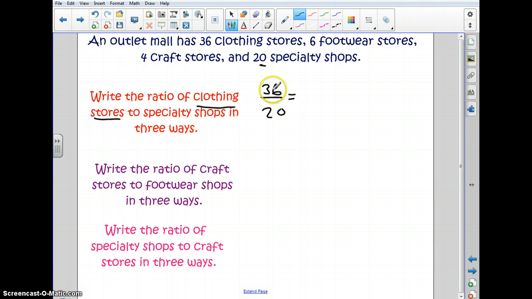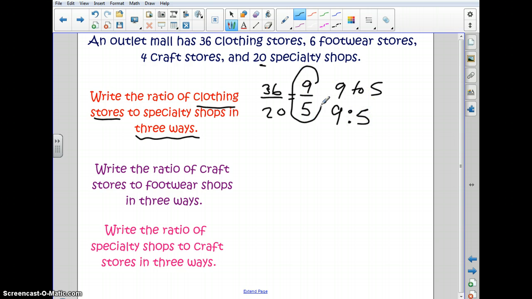Now I'm going to simplify that fraction. Simplify by dividing both sides by 4. So 36 divided by 4 is 9. 20 divided by 4 is 5. So my fraction, my ratio then would be 9 to 5. And it says to write it in 3 ways. So I'm going to write it 9 to 5 with the word to and 9 to 5 with the colon. So I've got it as a fraction, with the word to, and with the colon. All 3 showing the exact same thing. Always read either from top to bottom or from left to right.